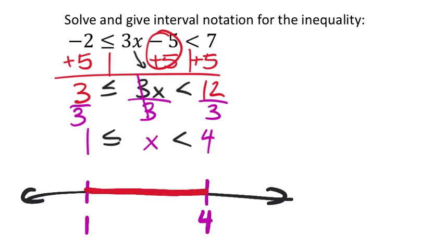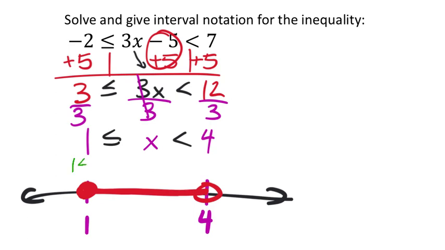But now comparing the values with x, 1 is less than or equal to x, so I get a closed circle at 1. And then at 4, x does not equal 4, so that's an open circle right there. See? And again, you could have split this up into 2 separate inequalities if you chose to.